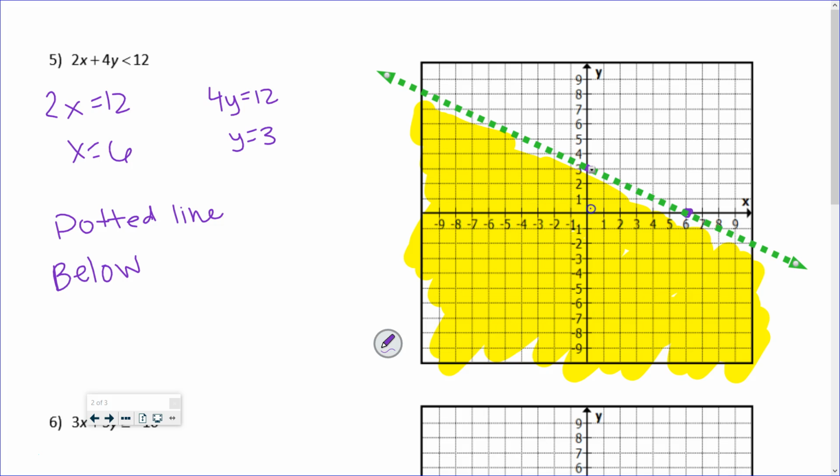The origin is here, right? So is that a solution for this inequality? If it's in the shaded region. Yes, there you go. Yes, it is going to be a solution. Good.